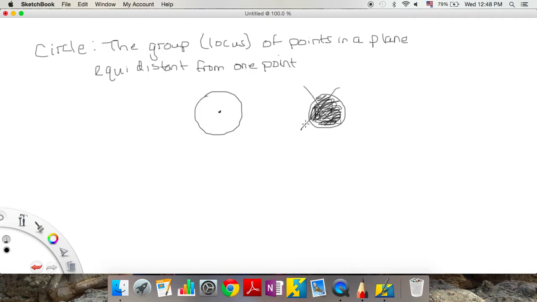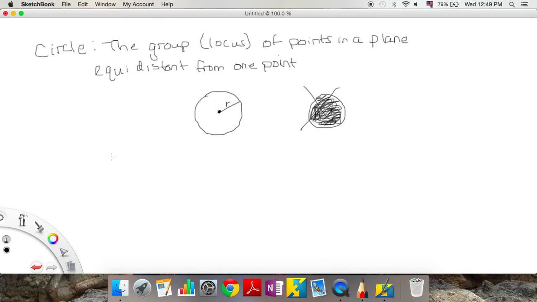Now, a circle has a center. Here in the middle, that's the point that everything's equidistant from. And it has a measurement that tells you what that distance is, and that's called a radius. And you guys know all that.